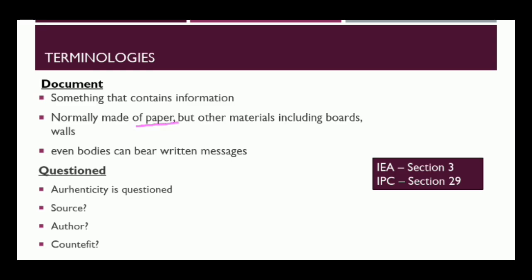First of all, you must know what is a document and when it is termed a questioned document. A normal document is made up of paper and it may contain anything, be it a wall or something else like your photographs, recordings; these are all documents. A document is termed questioned in case its authenticity is being questioned: the source, the author to whom it belongs. You don't know who the document belongs to. Who is the actual author?